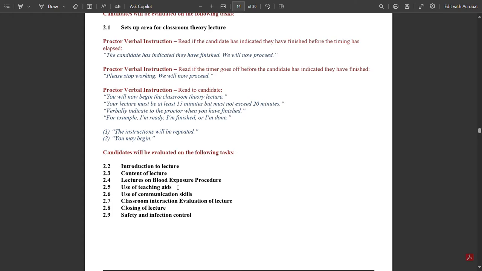2.6, use of communication skills. One thing you have to do during your exam is pretend there's a class in the room and interact with them. Sure, it feels weird and awkward, but it's something you have to do. They just want to make sure that you know how to interact with your class and not just teach to a brick wall.